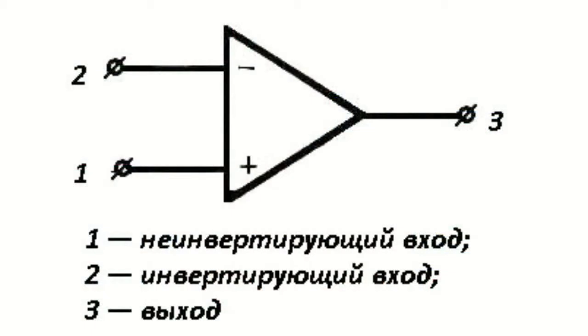As we can see, the operational amplifier has two inputs, inverting and non-inverting, and one output. It's natural that a real operational amplifier has more terminals, at least by the number of output leads. But we are not interested in this now.